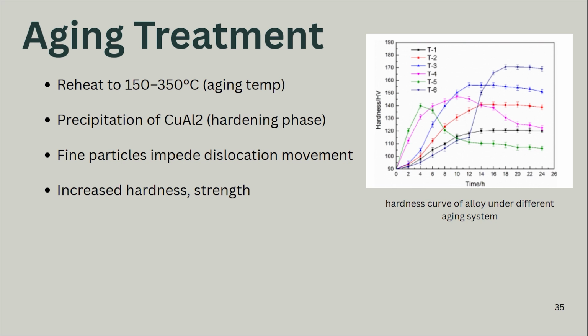And next is aging, where the alloy is reheated to around 150 to 350 degrees Celsius. This temperature allows CuAl2 precipitates to form slowly and evenly throughout the matrix. These particles block dislocation motion, making the alloy stronger and harder.